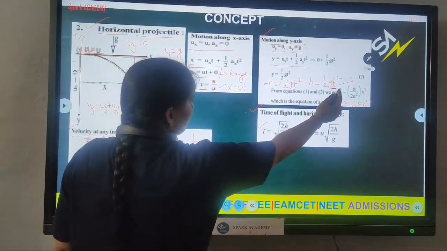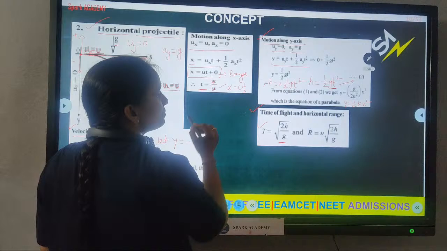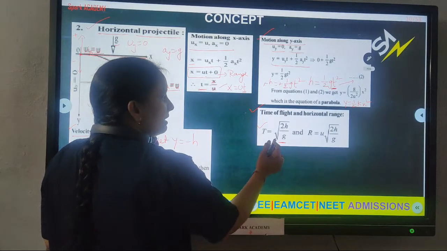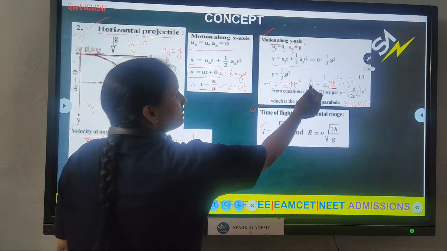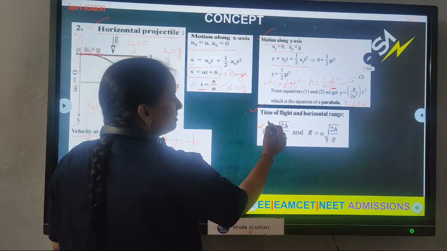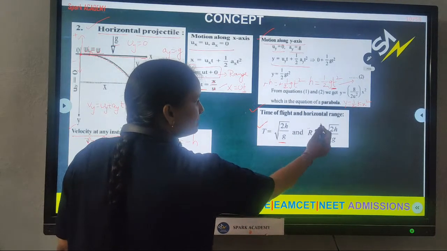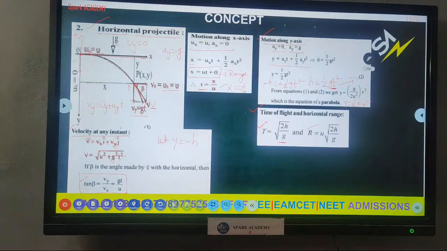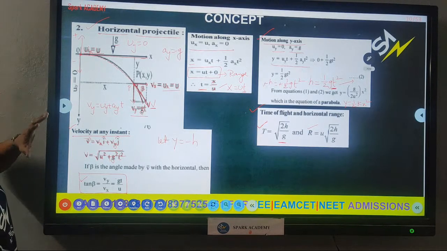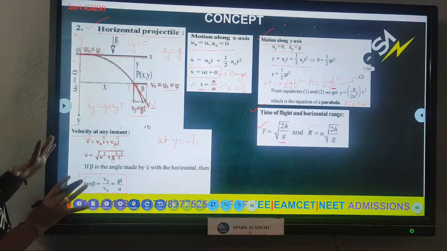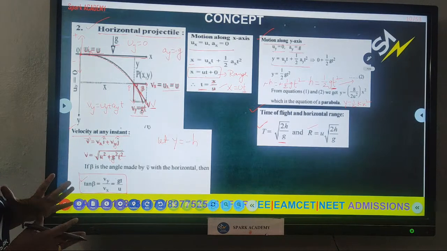Then the t value you can substitute here, and from this, t is equal to, in terms of height of projectile we can write, that is the time of flight and range of the horizontal projectile. So these are the important results to solve numericals about horizontal projectile. So all the equations at one place. So students, easily you can solve any question.